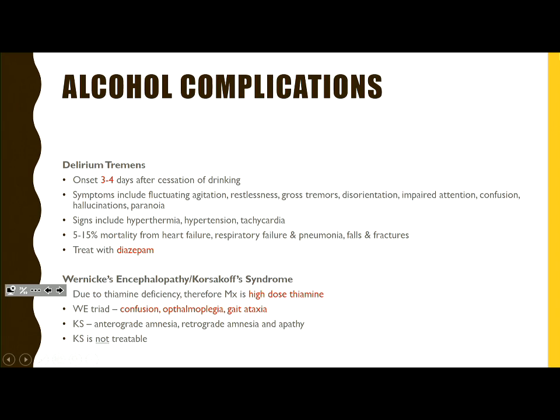Complications, there's quite a few for alcohol, which you do want to know about. So delirium tremens is a severe condition, which is basically a really severe withdrawal. It will present by day 3 to 4 after they've finished drinking. They get really agitated, really restless, their tremors are much bigger, they get confused, they hallucinate, they have a lot of paranoia, and all their vital signs will go up.